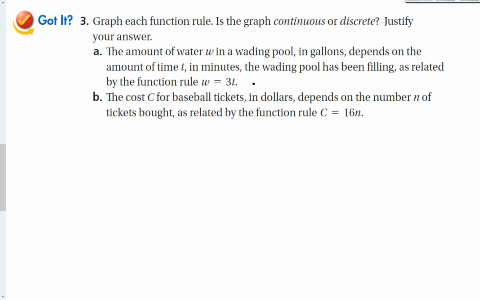For B, the cost of baseball tickets in dollars depends on the number of tickets bought. And this is clearly discrete because you can't buy half a baseball ticket. It doesn't work like that. So the cost for baseball tickets, the amount you spend, is going to be 16. They're $16 each. Okay, can't rip it in half and buy an $8 ticket.